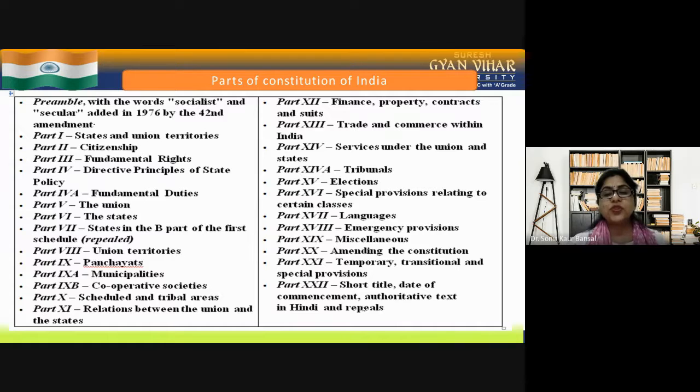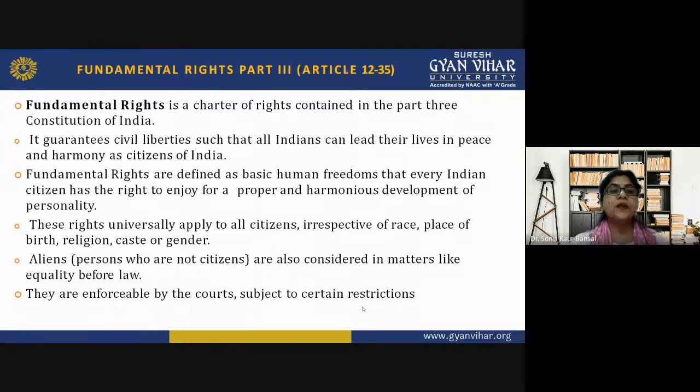Then Part 22 is related to short title, date of commencement, authoritative text in Hindi and repeals. So these are the 22 parts of the Constitution of India that every Indian must be well introduced to and well identified with. So this is about parts. Now fundamental rights, Part 3, Articles 12 to 35. So now students, let's study about fundamental rights.